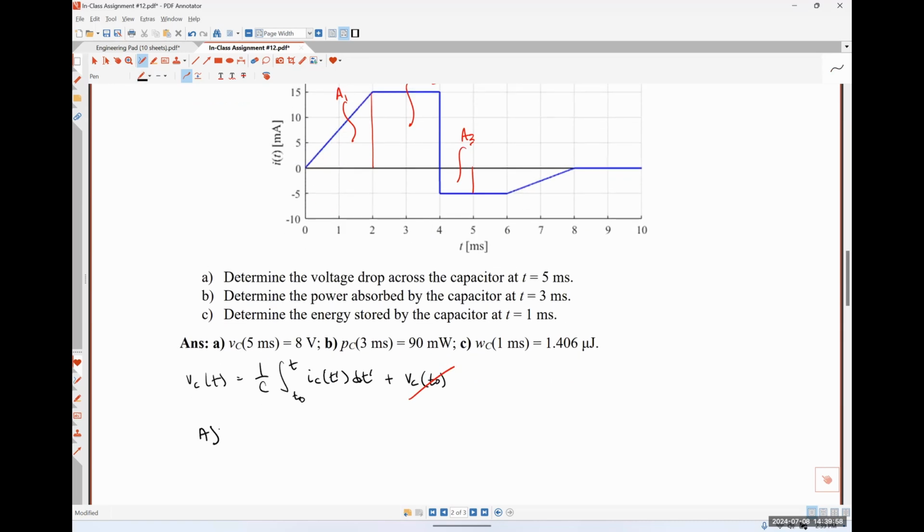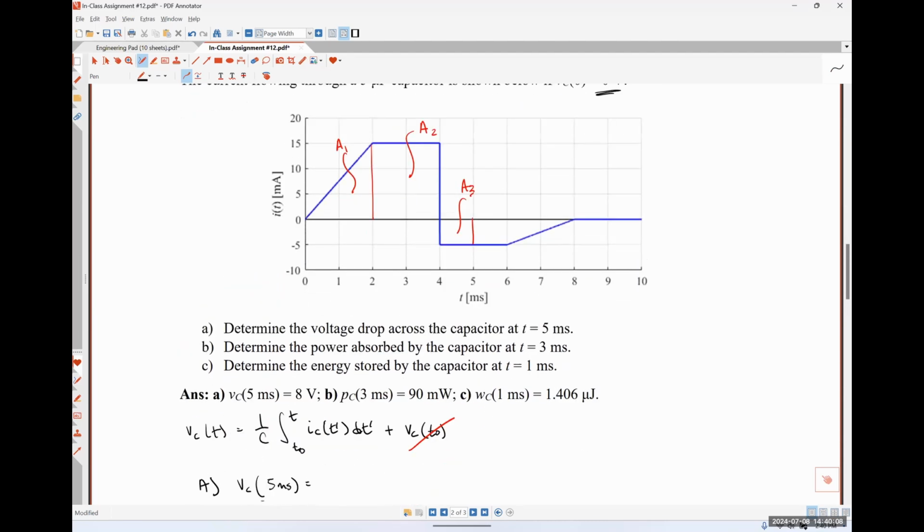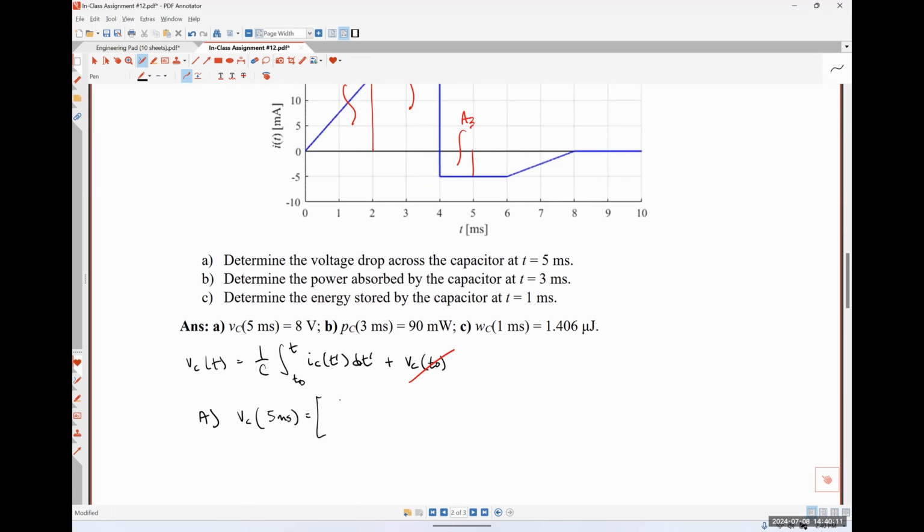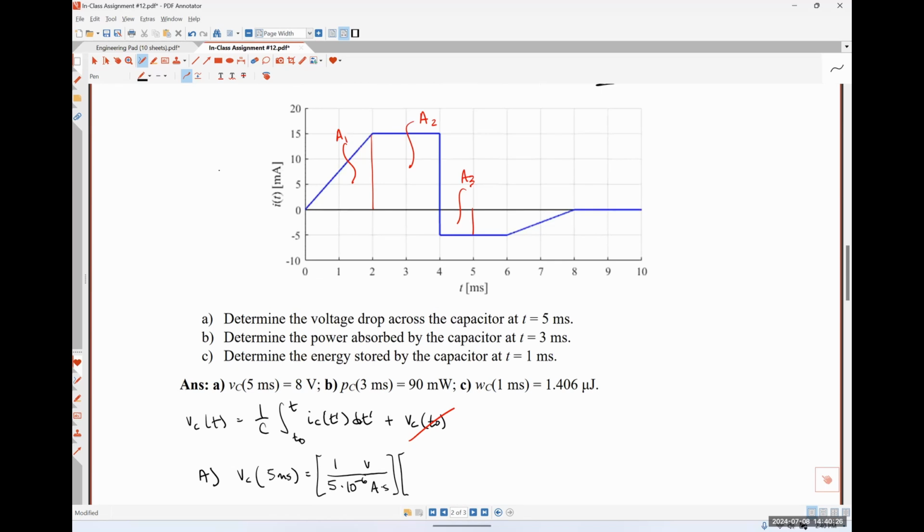So V at 5 milliseconds is going to look like 1 over 5 microfarads. Let me write that out: 1 over 5 times 10 to the minus 6 amp seconds per volt. And now let's work on our areas. How would I calculate that area A1?